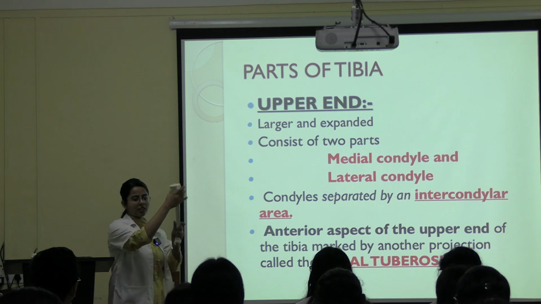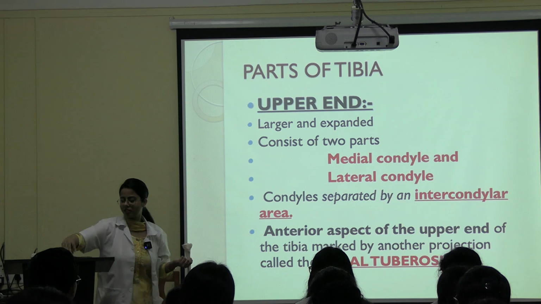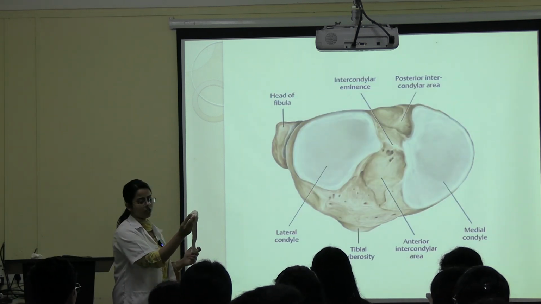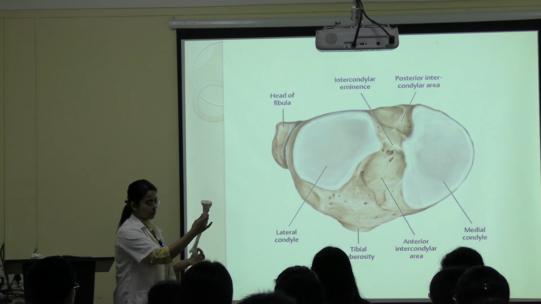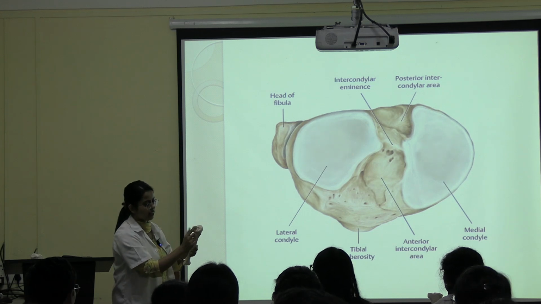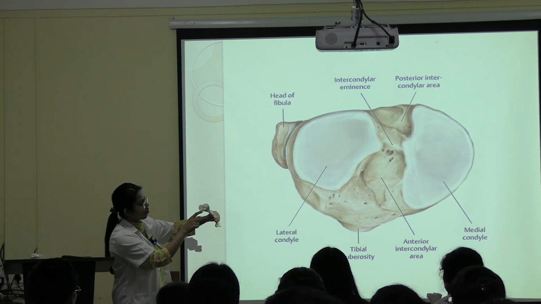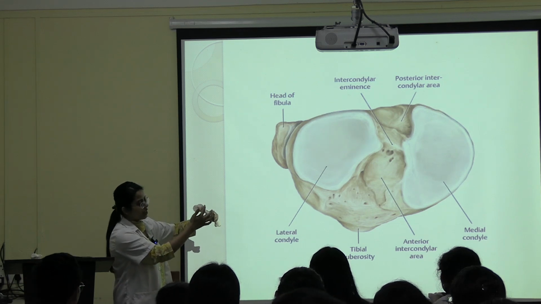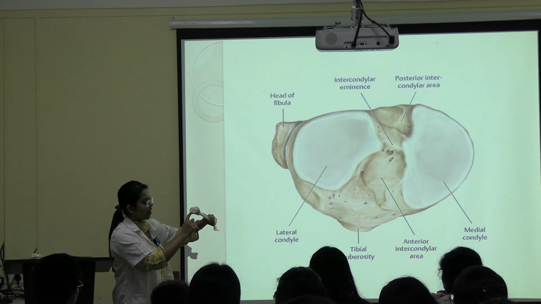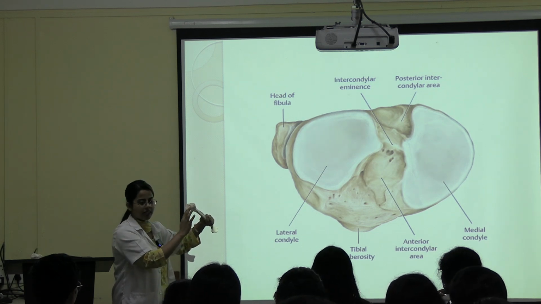So now we will describe the upper end. First upper end, then shaft, then we'll go to the lower end. In the upper end, as you can see here, these two are condyles. This is the medial condyle and this is the lateral condyle. See, medial malleolus is present, so this side will be medial. The medial condyle is larger as compared to the lateral condyle. In between them there is one area which is known as the intercondylar area.